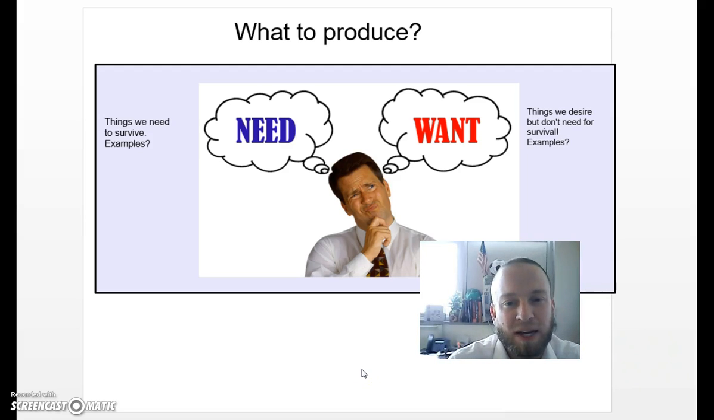Okay, so we've spent some time talking about needs and wants, and the reason that ties into what to produce is, does an individual or a society spend their limited resources producing things that we need to sustain human life, or things that we want? Entertainment things like an Xbox or a movie. That plays into what the goals of a society or the goals of an individual are.